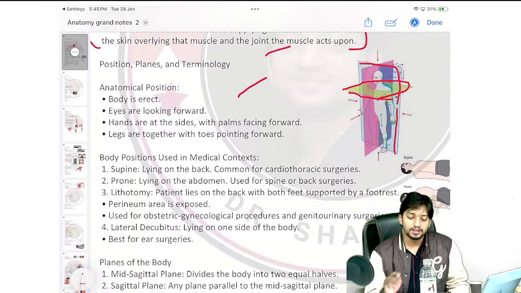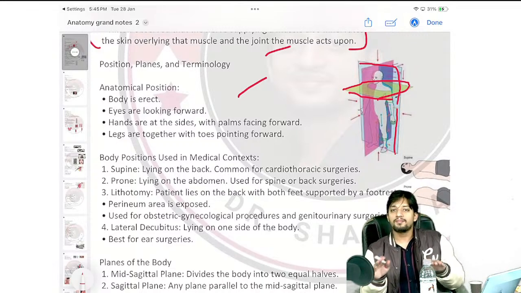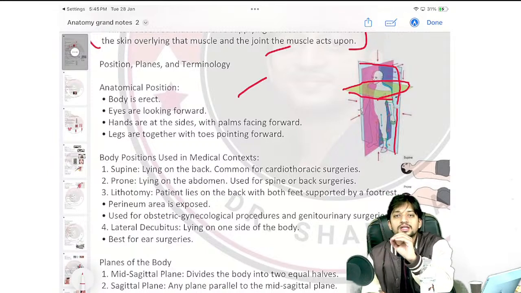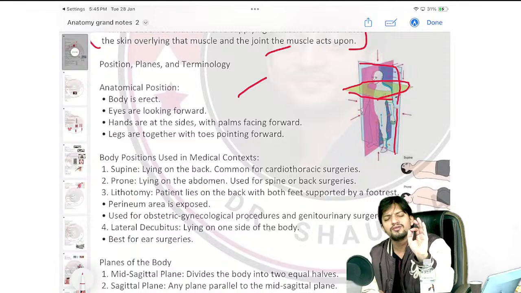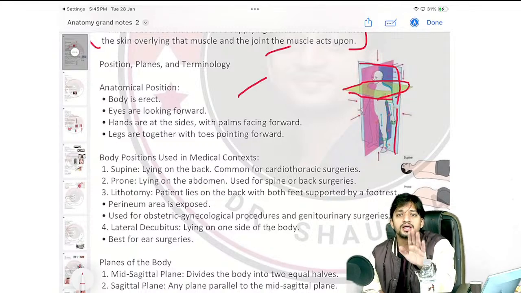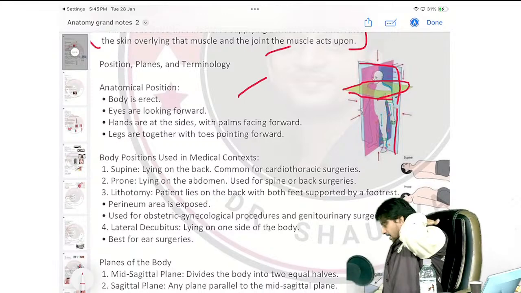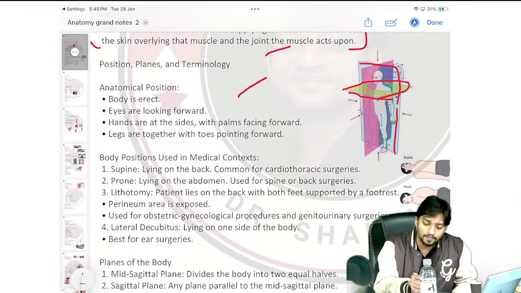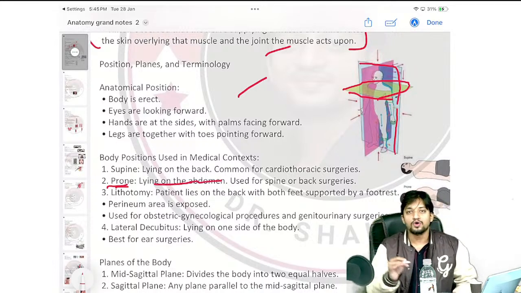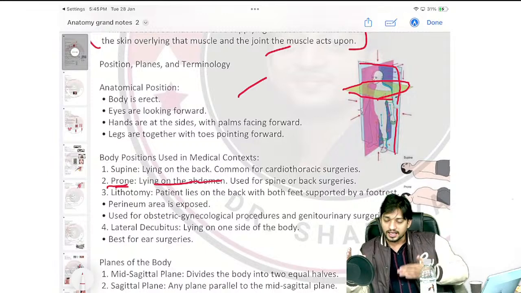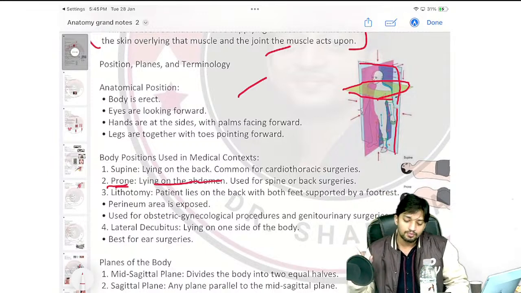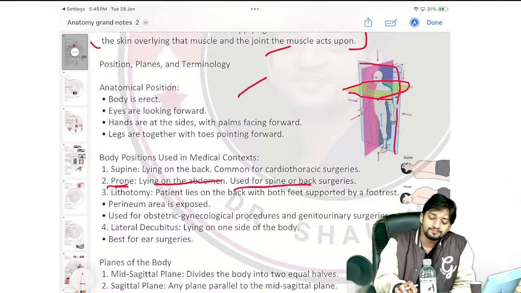What is supine? Supine is simply lying on the back. If you forget, here is a very simple trick to remember the supine position: lying on the spine is supine. The spine is in the back, so lying on the back is the supine position. What is prone? Prone is lying on the abdomen. In Hindi you call the abdomen pate, so lying on the pate, P for pate, P for prone, is the prone position. Right? Now lithotomy.